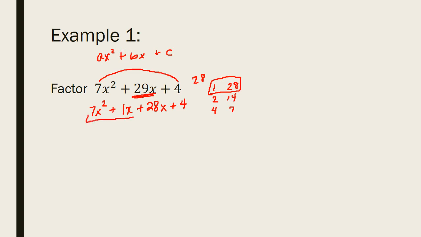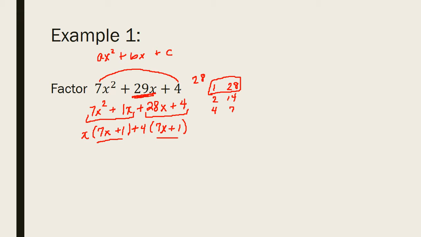So I group the first 2, and we see that we've got a GCF of x. So I'm going to pull that out, one set of parentheses, and that gives me 7x plus 1. Group the last 2, and we see that we've got a GCF of a positive 4. So make sure you write plus 4, and that leaves us with 7x plus 1. So now notice these 2 sets of parentheses, they should be the same. If they're not, you've done something wrong or your answer is prime.